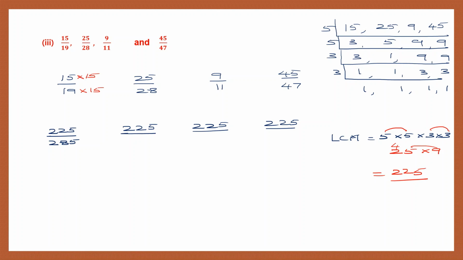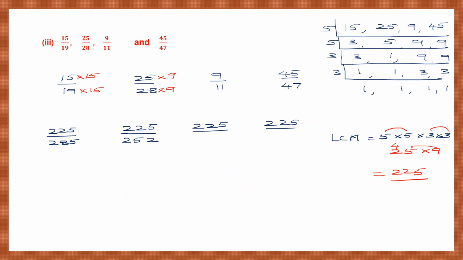Let's go to the second one. Second numerator is 25. Now 25 into what is 225? So let's check that out. 225 divided by 25. 25 into 9 will give us 225. So this is 9 here. So that means we have to multiply 28 also by 9. So let's multiply 28 by 9. 9 8s are 72, carry 7. 9 2s are 18 plus 7 is 25. 252. So that is our denominator for the second fraction, 252.